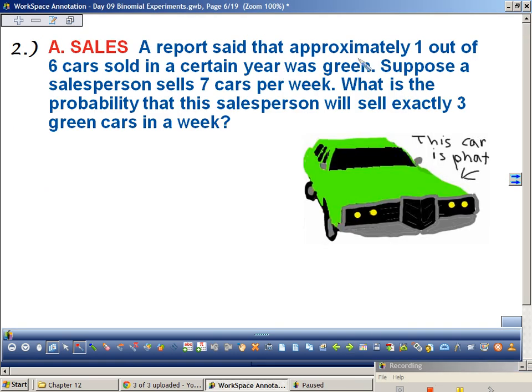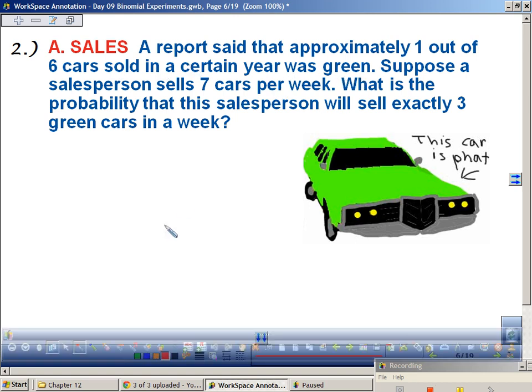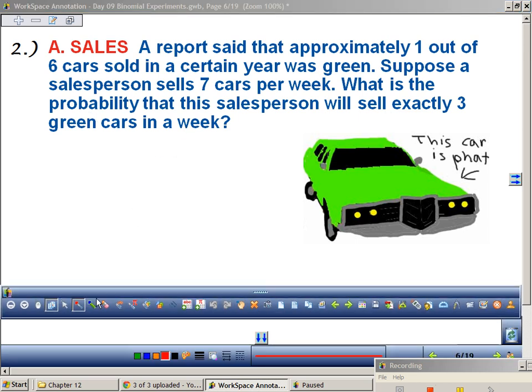A report said that approximately 1 out of 6 cars sold in a certain year were green. Suppose a salesperson sells 7 cars per week. What is the probability that the salesperson will sell exactly 3 green cars?